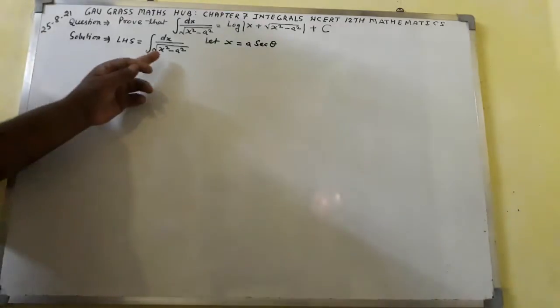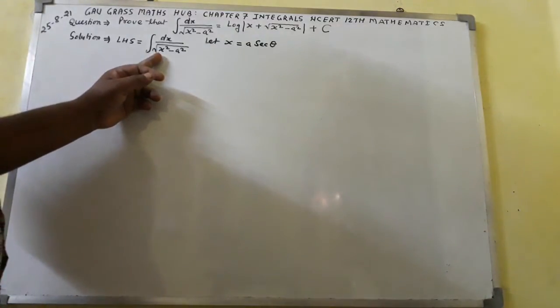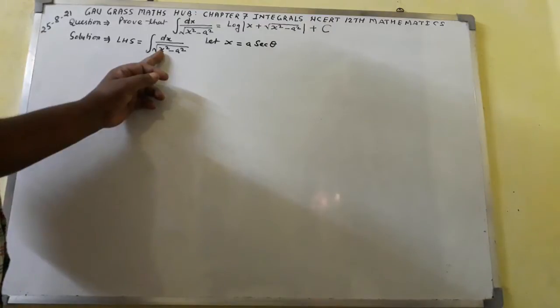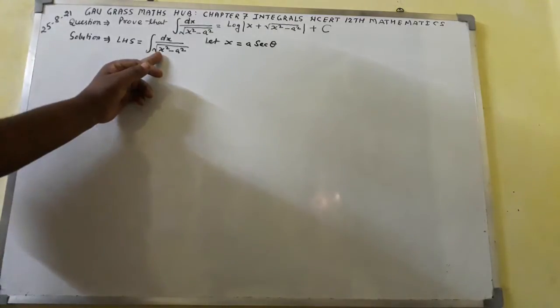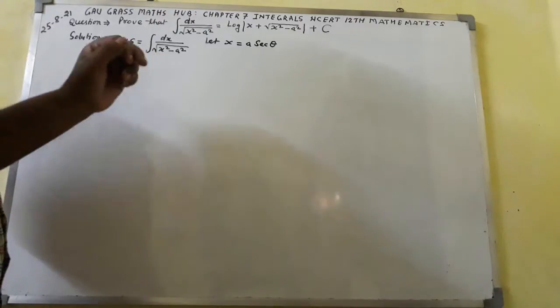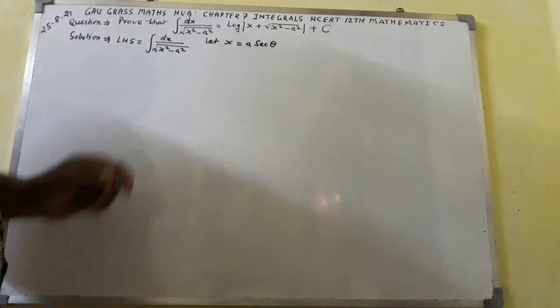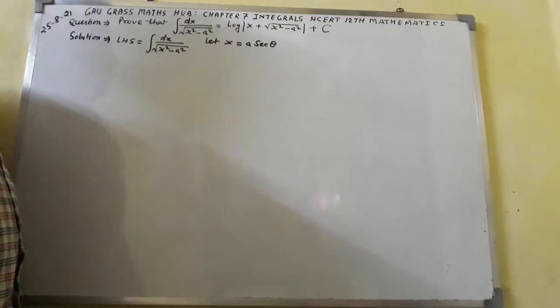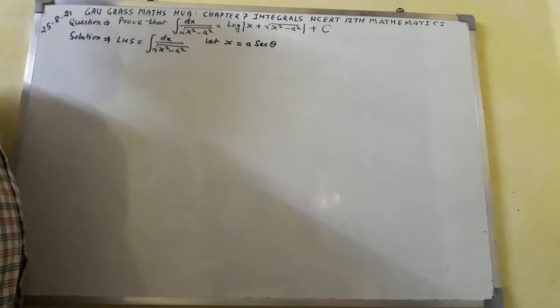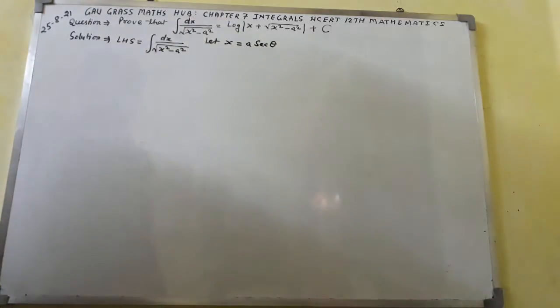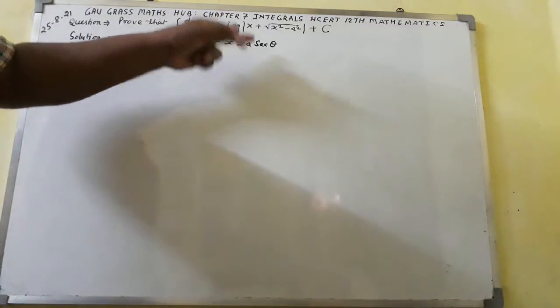Let us see. When you put x equal to a sec theta here, it will become a square sec square theta minus a square. So you can easily take a square as common. You will get a square times the bracket sec square theta minus 1, which comes out to be tan square theta, since 1 plus tan square theta is equal to sec square theta, so tan square theta is equal to sec square theta minus 1. That's why I have let x equal to a sec theta.